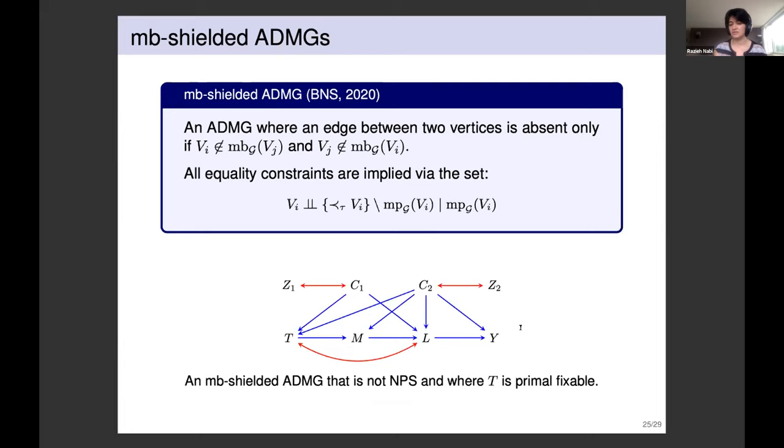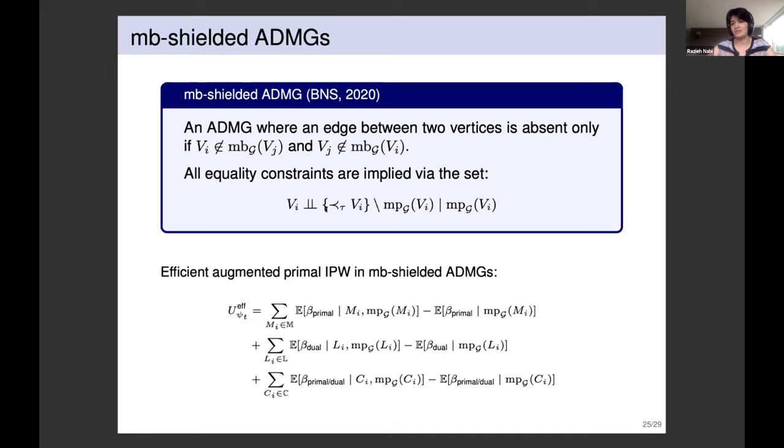So because the assumptions of Markov blanket shielded ADMGs look DAG-like, we can construct the tangent space relatively easily and do the projections of the influence function that we had, so that we can gain some efficiency in a model that is not NPS. And this is what the projection looks like for the influence function when the treatment is primal fixable.